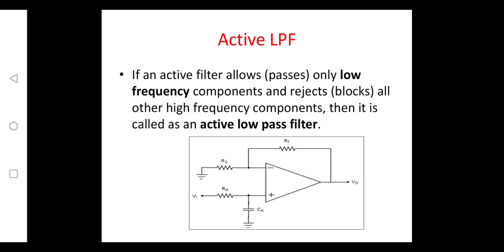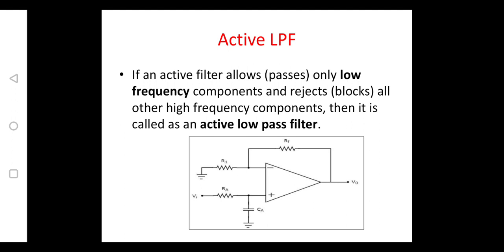So RA and CA act as a low pass filter. The frequency components which are passed by this low pass filter are amplified by using an op amp. If we perform the same filtering concept by using passive components, we won't get the output voltage greater than that of the input voltage, because it is just passing which frequencies need to be passed and which need to be rejected.